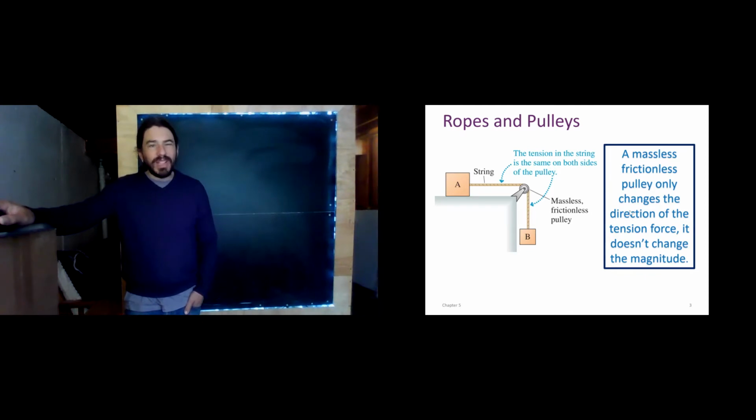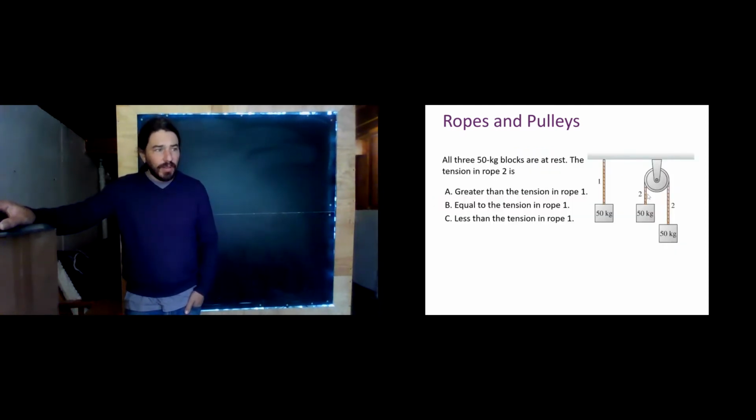All right, let's just dive in and do an example here. So all three 50-kilogram blocks are at rest. The tension in rope 2 is what? Is the tension in rope 2 greater than the tension in rope 1? Is it equal to the tension in rope 1? Or is it less than the tension in rope 1? I'll pause the video. Why don't you try and figure it out? And I will see you on the other side.